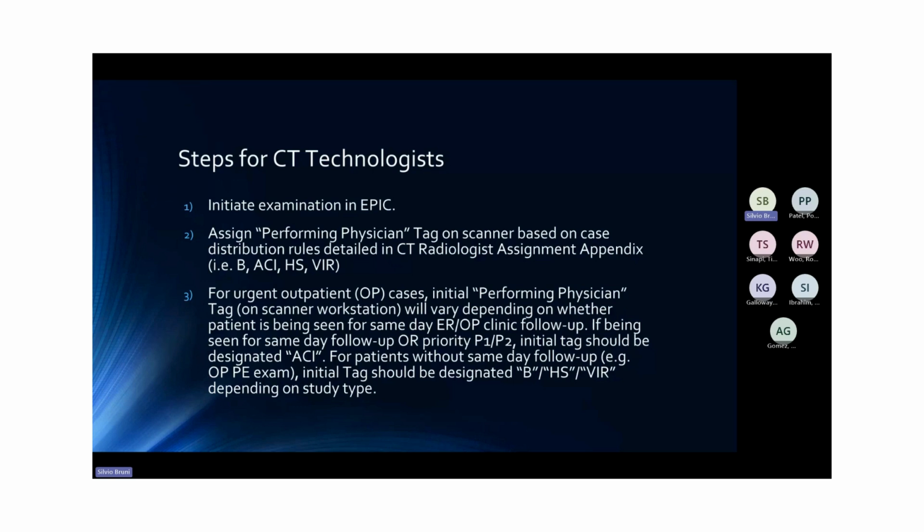So currently we set those cases to ACI and then change them to B when the RAD has okayed the patient to go home because there's no acute findings. Now we will be setting those to B initially. The rest of the workflow in terms of contacting the radiologist to check the case remains the same. But again, initially those cases should be set as B, and then I'll go over some of the idiosyncrasies with that later in the talk.